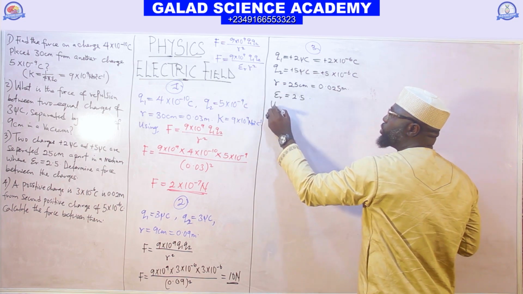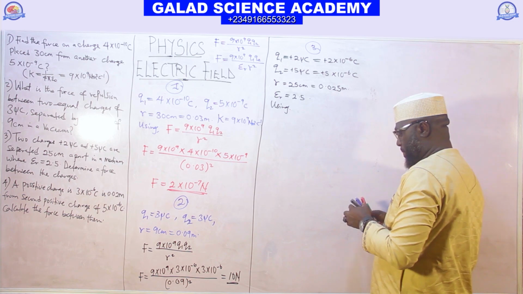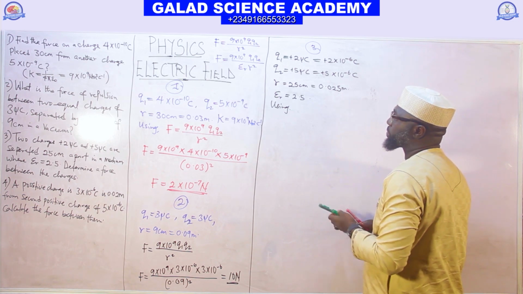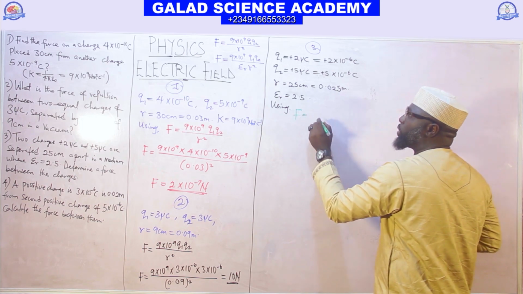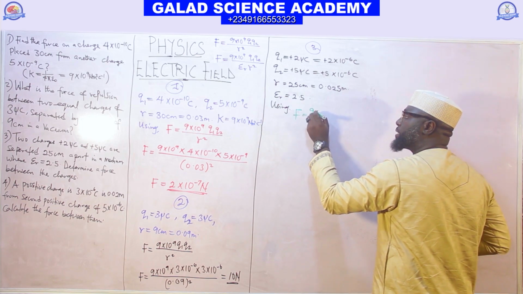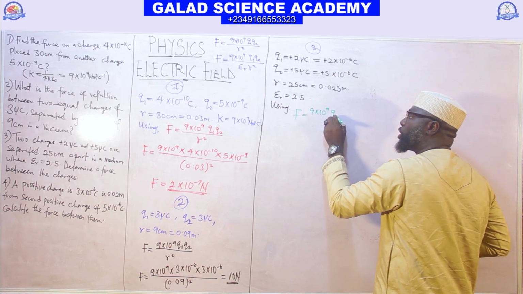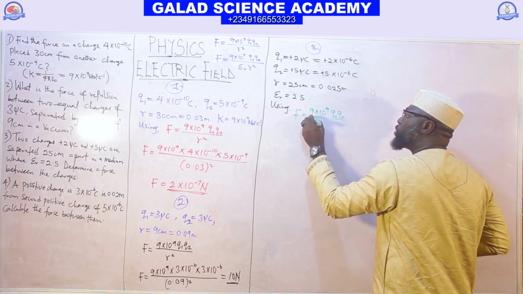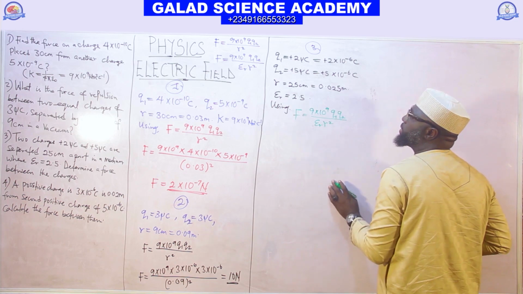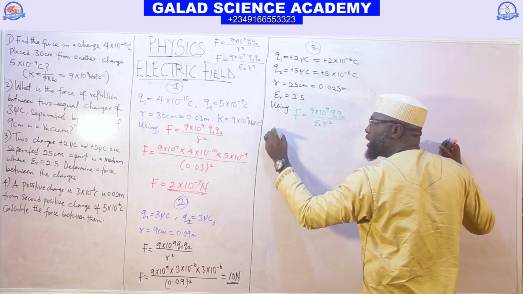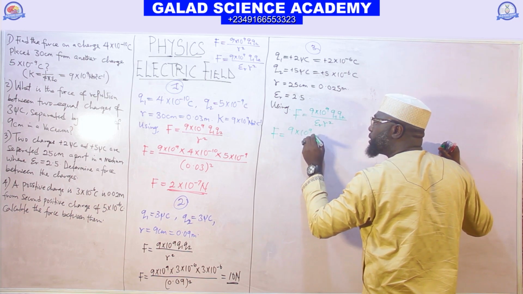So what do we use now? We use this formula. F is equal to 9 times 10 raised to power 9, Q1 Q2 over R square. Substitute for each value here. The force will be 9 times 10 raised to power 9.